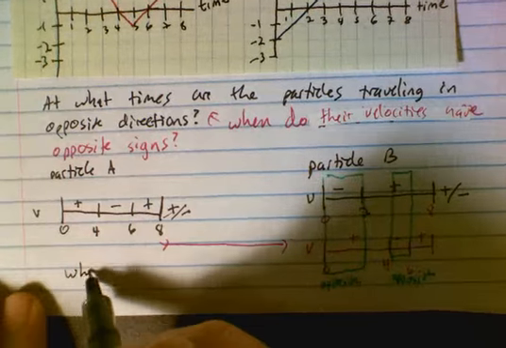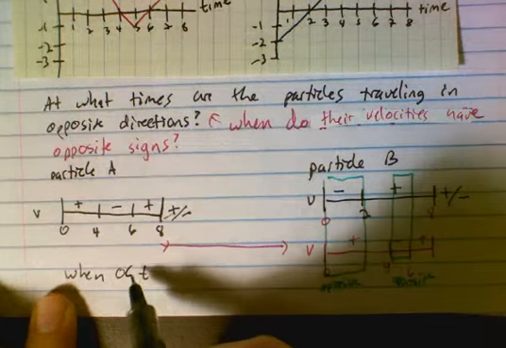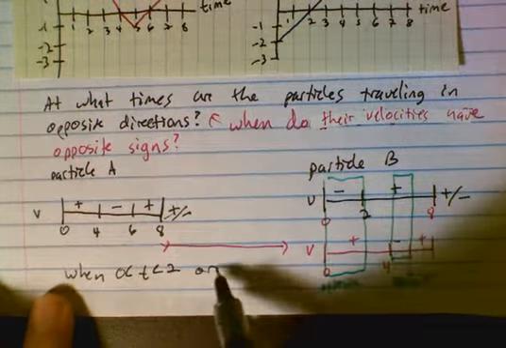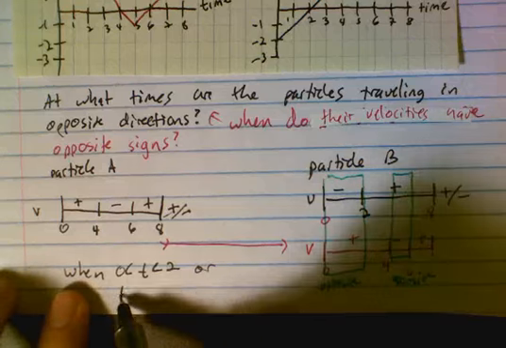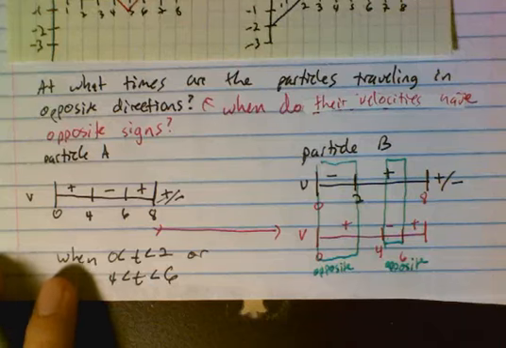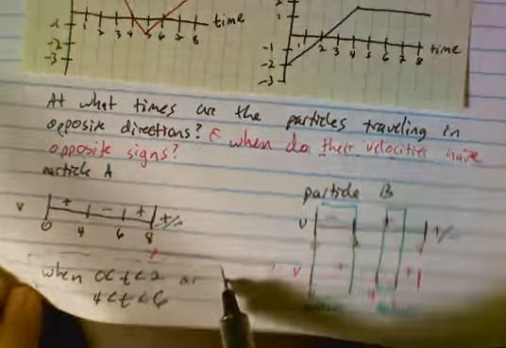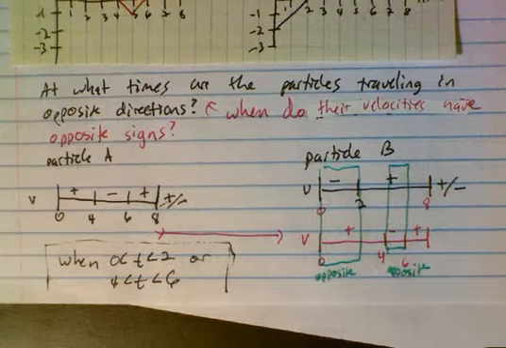Our answer is when t is between 0 and 2, or t is between 4 and 6, because that's when their velocities have opposite signs. This concludes PVA 1 notes.